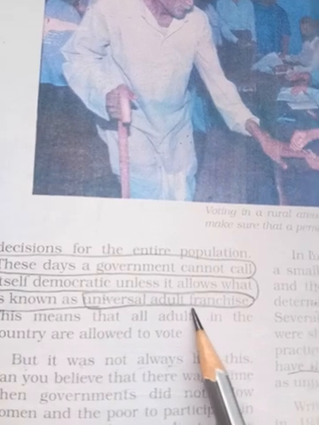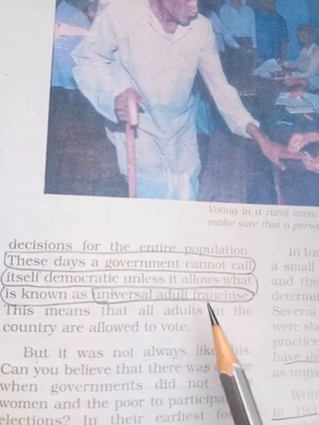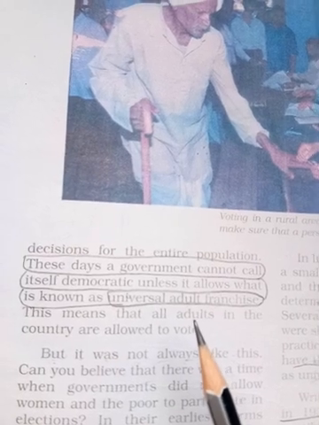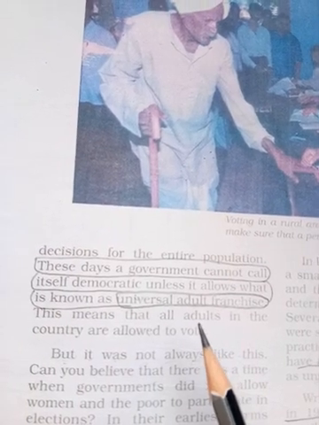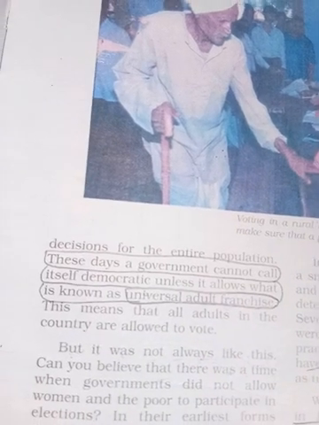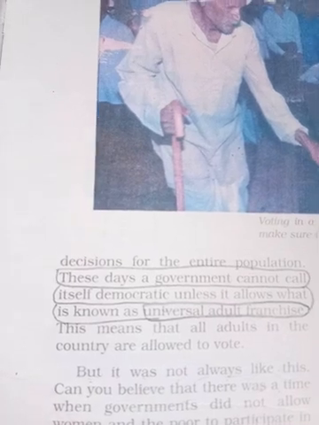If you attain the age of 18 years, that means you are allowed to cast your vote now. So this is the meaning. Universal adult franchise means all the people, that may be men or women, belonging to different caste or religion, if they attain the age of 18 years, they are allowed to cast their vote. This is called universal adult franchise.